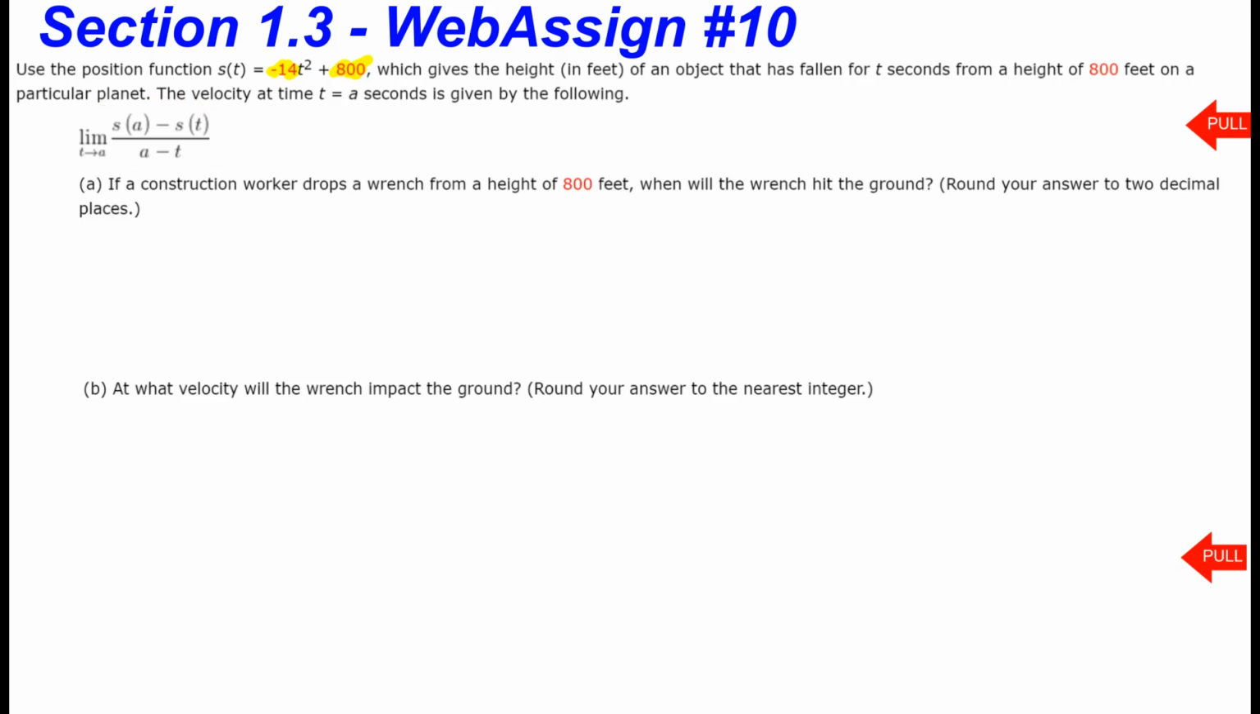All right, part A. If a construction worker drops a wrench, oh, that's why we had a wrench, because the construction worker had it. If he drops a wrench on this strange planet from 800 feet in the air, when will the wrench hit the ground? Round your answer to 2 decimal places.